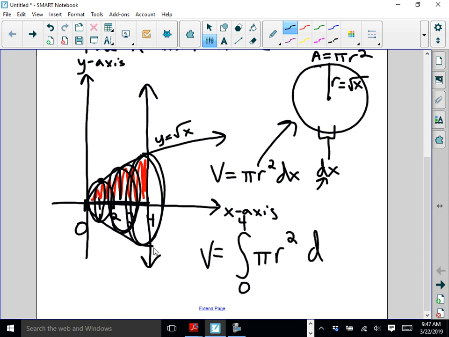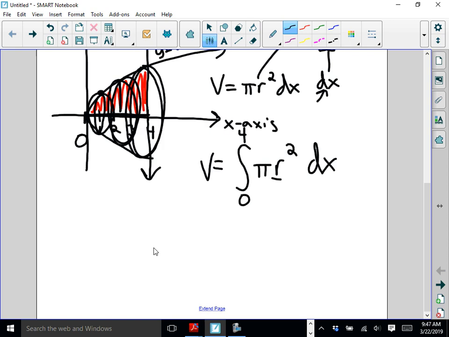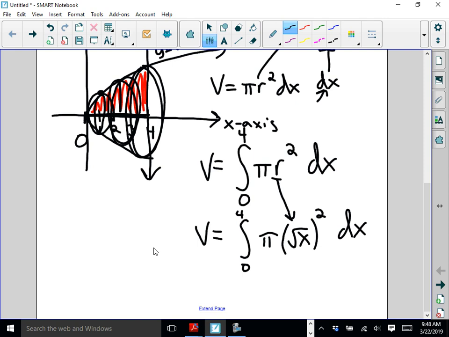But think, I know what r is. I know the radius here is always equal to root x. So I'm going to say my volume equals the integral from 0 to 4 of pi root x squared. I'm just subbing in for what my radius was. My radius here was the function root x, but I'm squaring that. And this integral will give me the exact volume of that region.